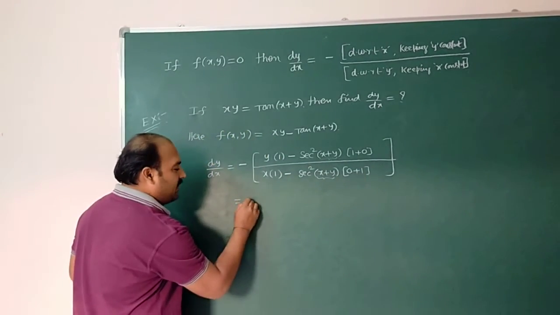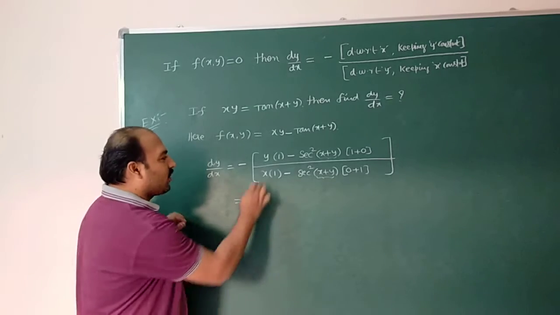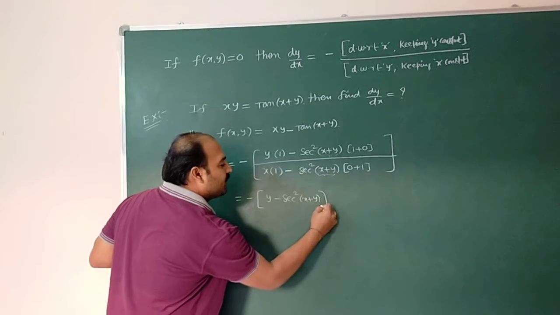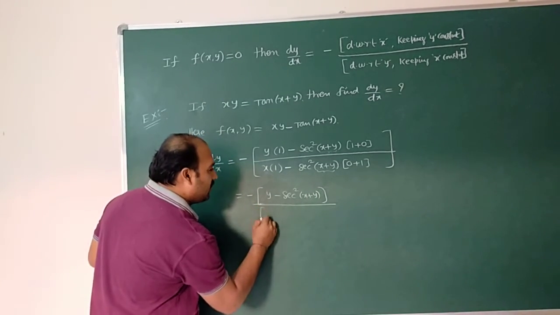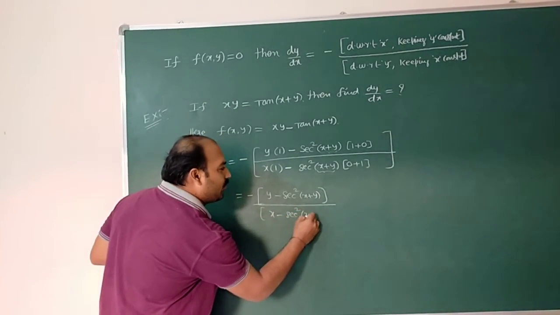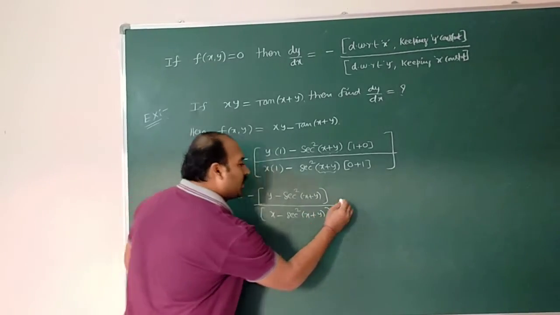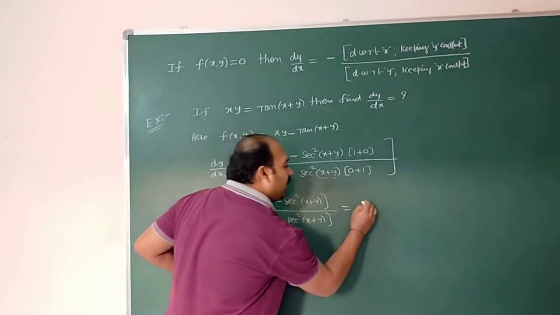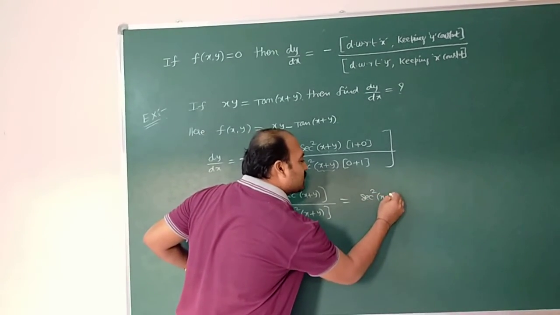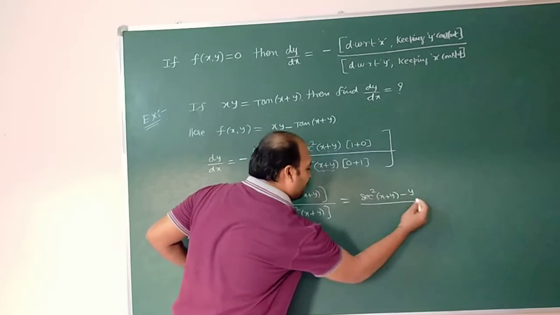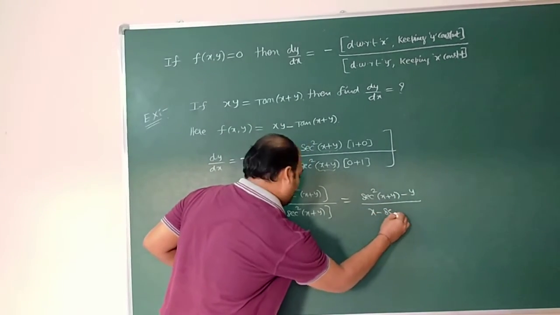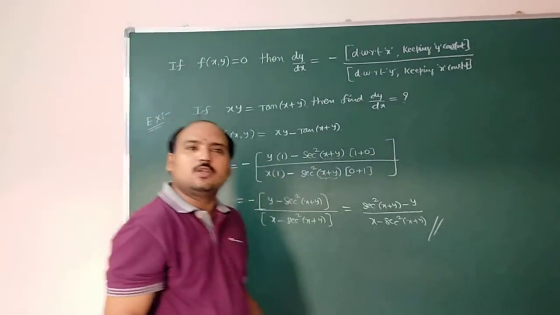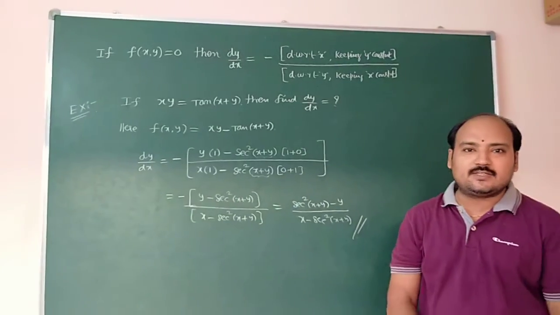So now if you simplify, minus of (y minus secant square of (x plus y)) divided by (x minus secant square of (x plus y)). This also can be written as, if you don't want to keep the minus here, you have to interchange these two. It will become (secant square of (x plus y) minus y) divided by (x minus secant square of (x plus y)). Like this you have to give the answer. So one more example we can discuss.